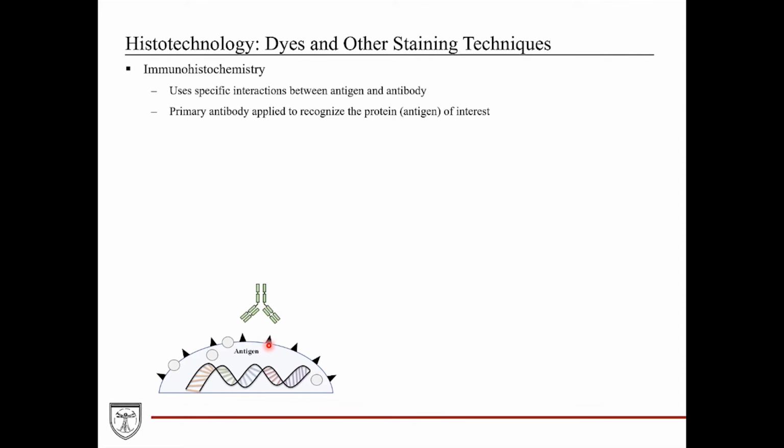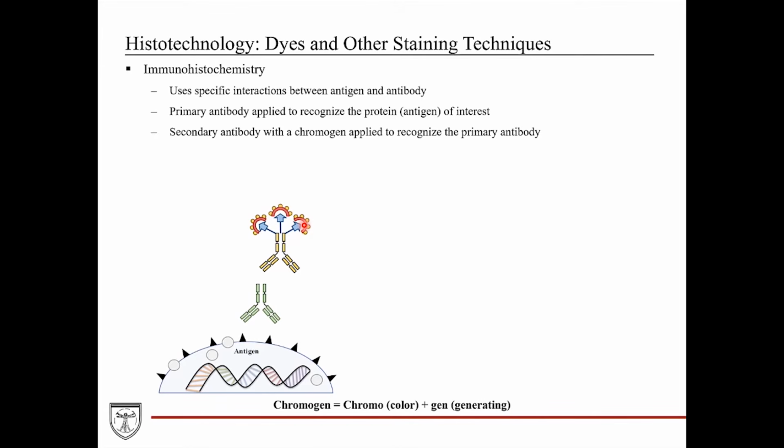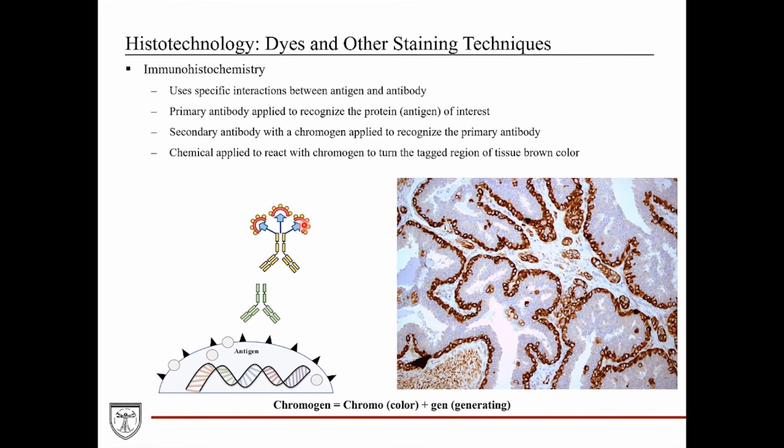So once the primary antibody has been bound and the excess has been washed away, then we apply the secondary antibody, which is designed to go and bind to the primary antibody. And these secondary antibodies will have on their other ends these chromogens. Chromo refers to color, so these are color-generating structures. So when a chemical is applied, it reacts with the chromogen and turns anywhere in the cell that's bound by this antibody complex a brown color. So we are able to see specific regions or cells in a tissue that's expressing the protein of our interest.